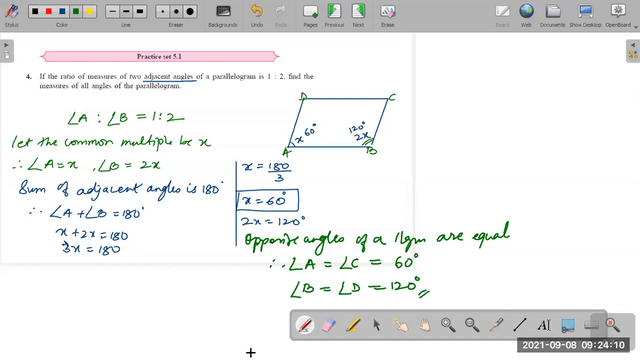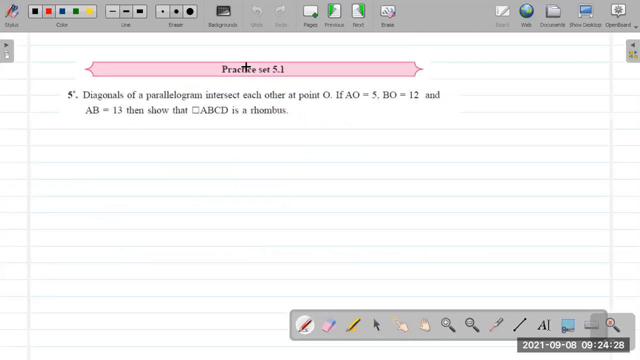That completes the solution. Okay, we have mentioned the measures of all the angles. So which two properties have we used here? First one, sum of adjacent angles is 180 degrees, and opposite angles of a parallelogram are equal. Using these two properties, we have then completed the solution.